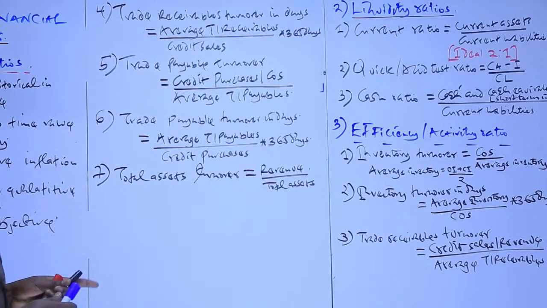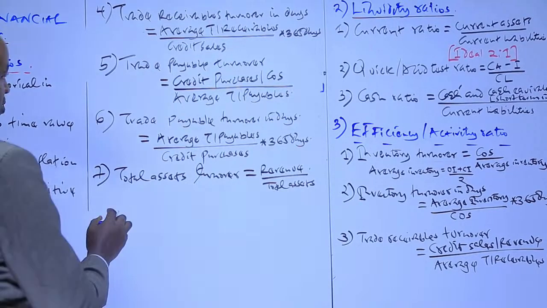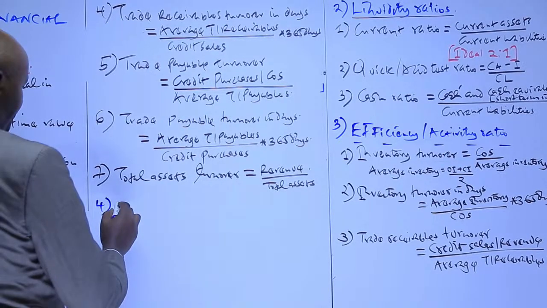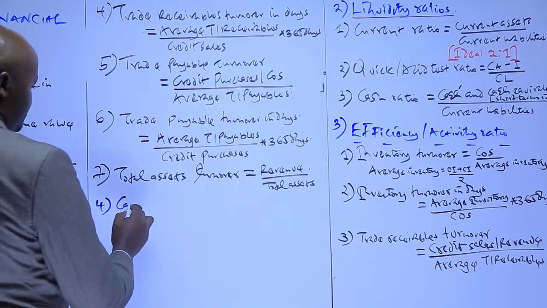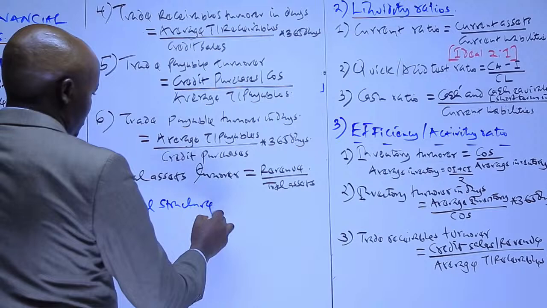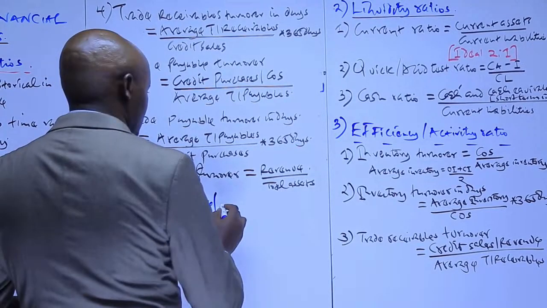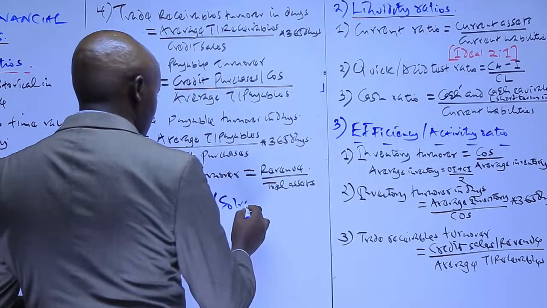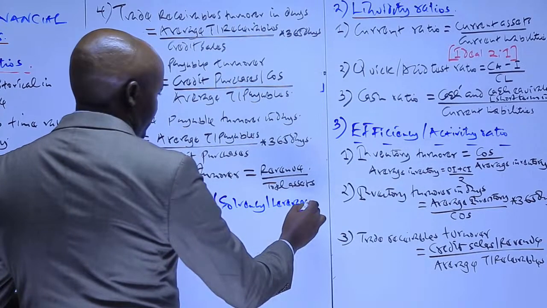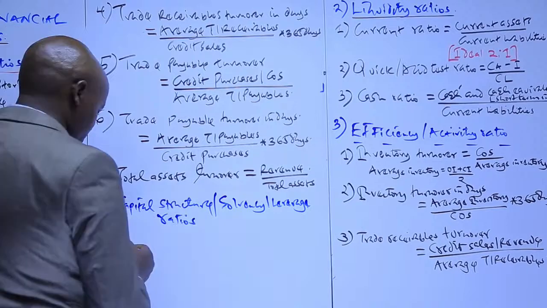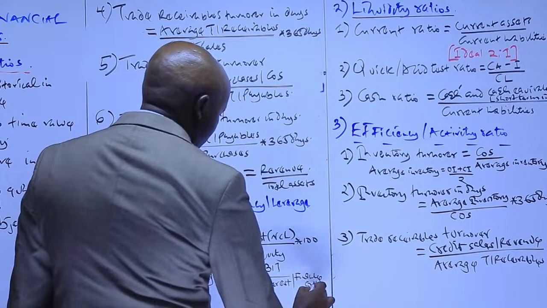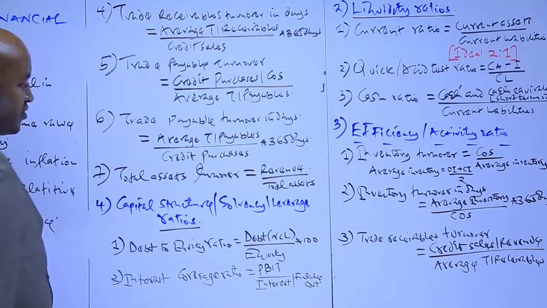So let's move and look at the other category of ratios, which is number 4. Number 4, we can look at the capital structure, solvency, leverage ratios. And we said that these are ratios computed using all the finance cost for the year, the interest or finance cost for the year.